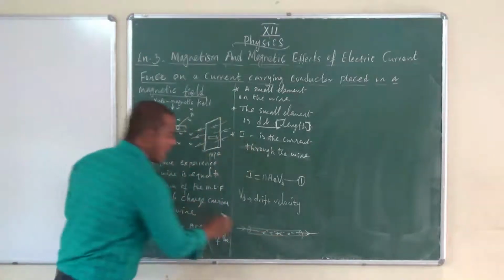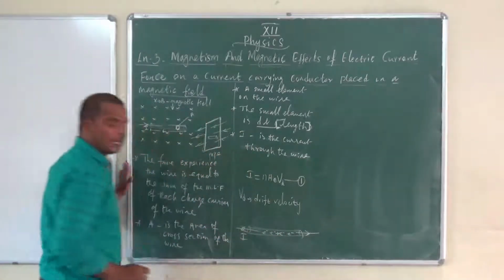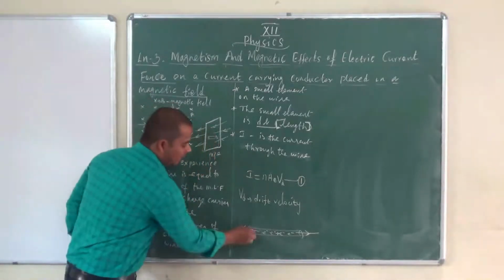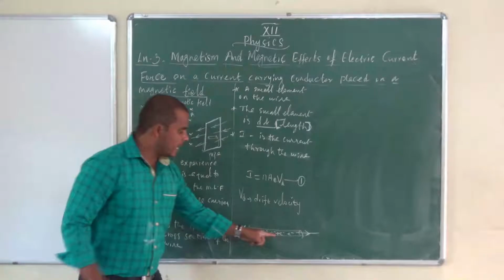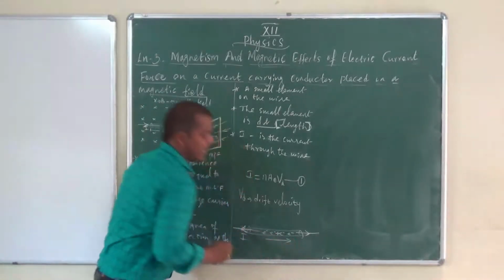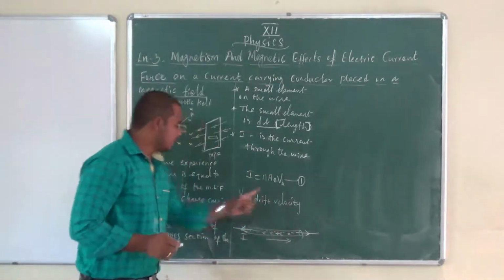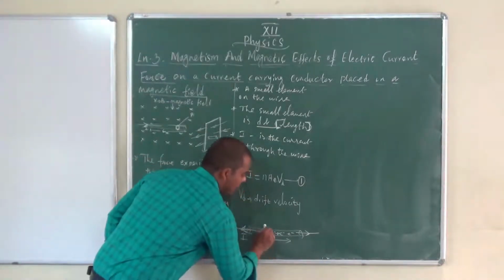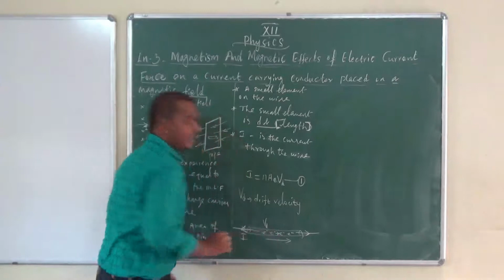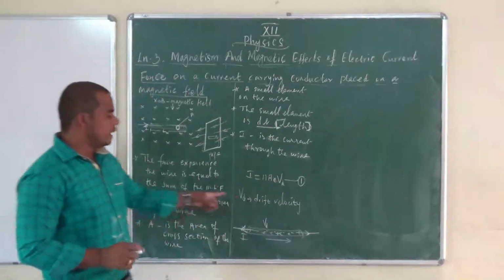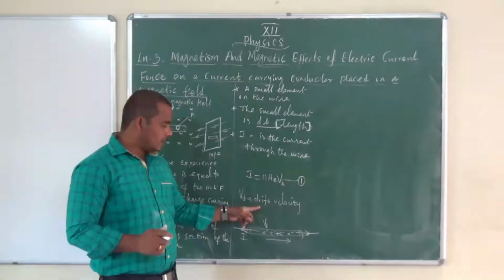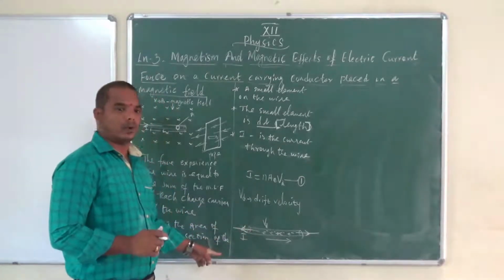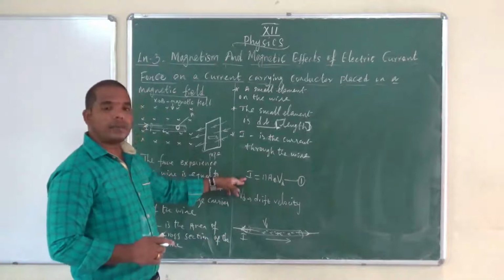The direction of free electron is opposite to the direction of the current. This is the direction of the free electron, opposite to the direction of current, due to the drift velocity, represented by Vd. Drift velocity is the velocity the free electron acquired per unit volume. So that is equation number 1.